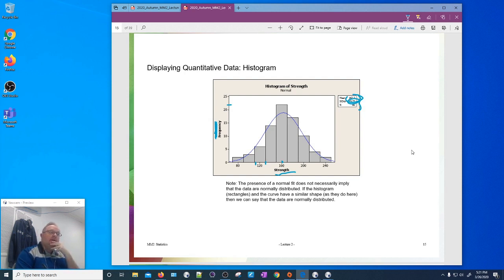Now, this is a comment about normal fit and normal distribution. What we've got here is this lovely bell curve shape. This is a classic bell curve, what's called a normal distribution. So we say that this data may or may not be normally distributed. We can see that it doesn't fit that perfectly. It's looking pretty good as a model, but it doesn't fit it perfectly.